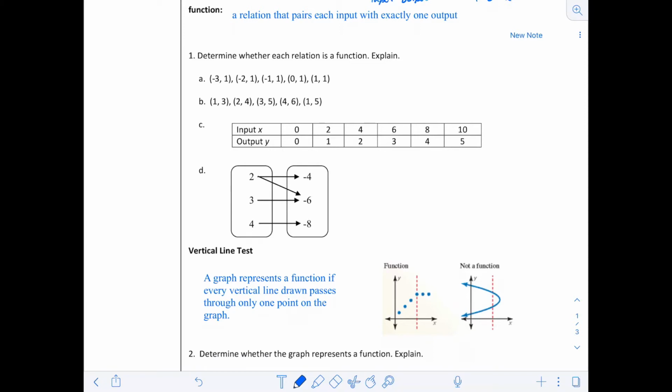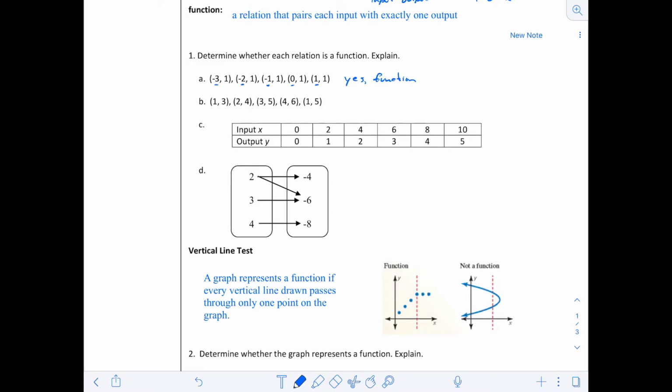So if you look at part A, we have 5 different ordered pairs here. And again, remember that a function is a relation that pairs each input with exactly one output. So the first thing I want to do is look at all of our inputs, which in an ordered pair is going to be the first number. And what I notice right away is every input is different, which immediately tells me that this has to be a function because each input is paired with only one output. So yes, this is a function.